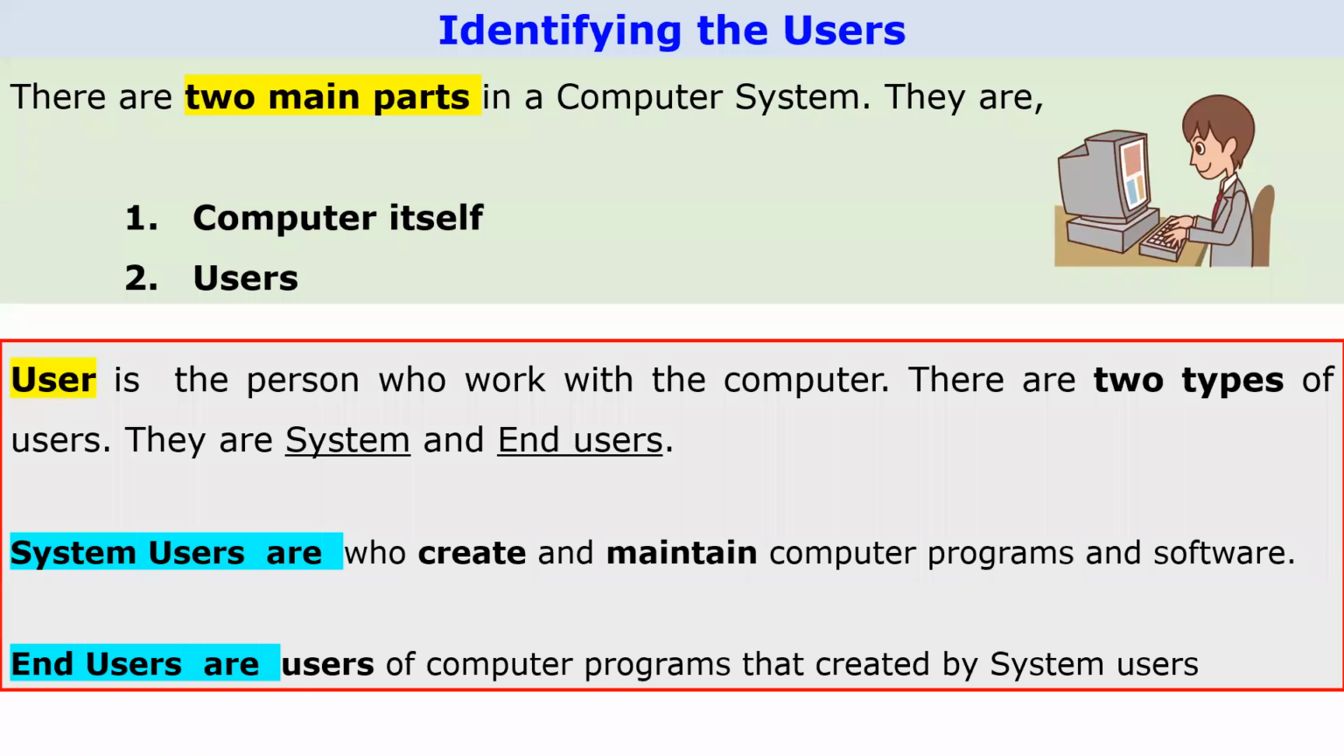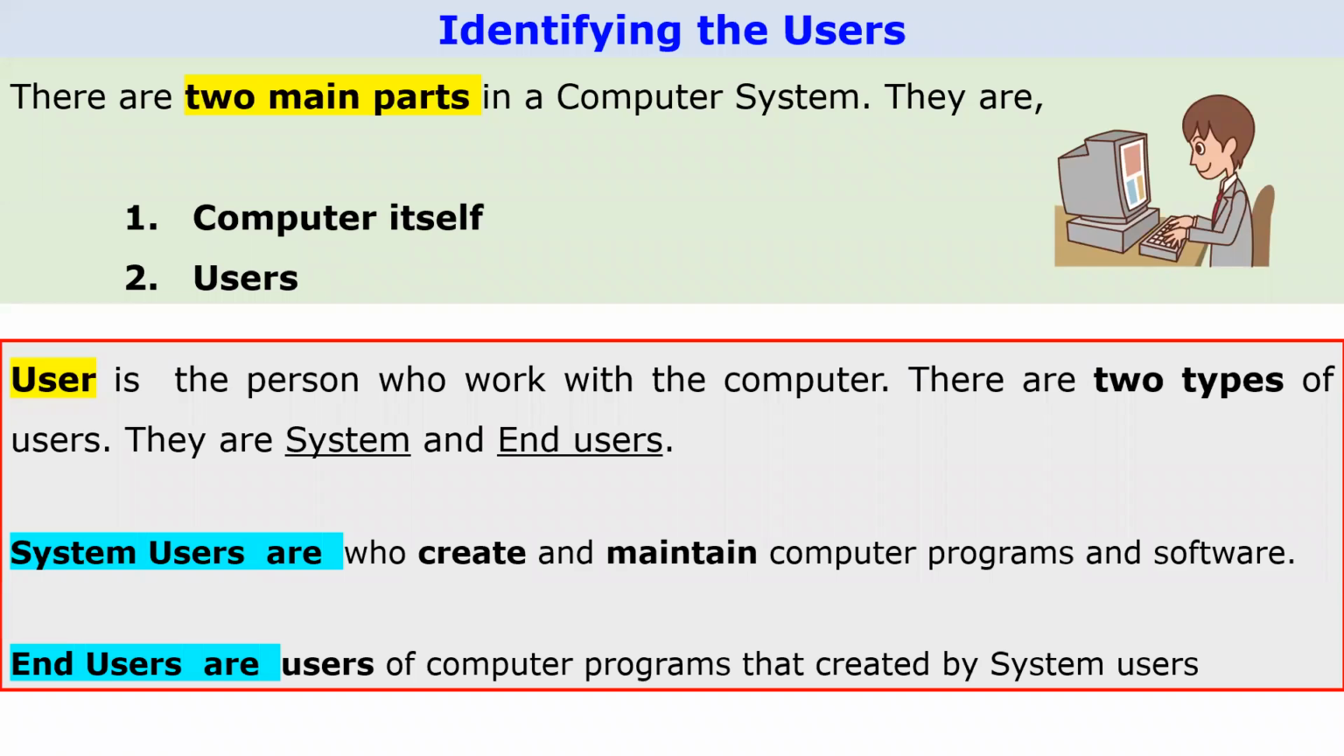If you consider the user, it means the person who works with the computer. There are two types, and according to their work or duty we can identify these users as system users and end users. System users create and maintain computer programs and software. You will get the meaning of these terms later: what is a program, what is software, and so on. Then end users are users of computer programs that were created by system users.